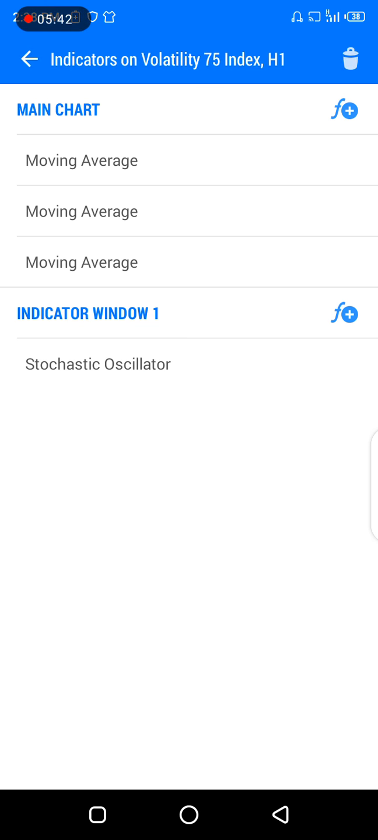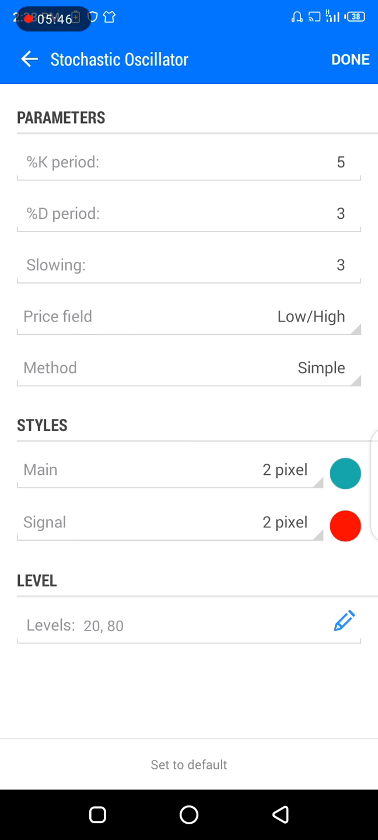And now we have the stochastic. So we are going to use the stochastic too. We will set the stochastic to 533. The K period is 5. The D period is 3, and the slowing period also is 3. That is good. And then we set it to default.